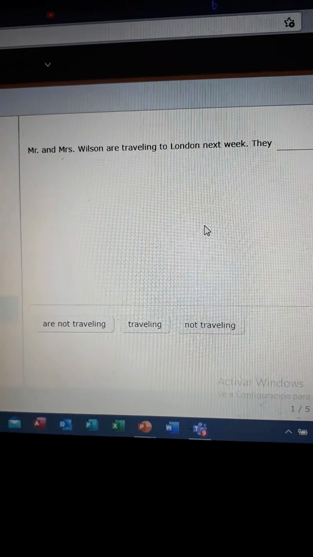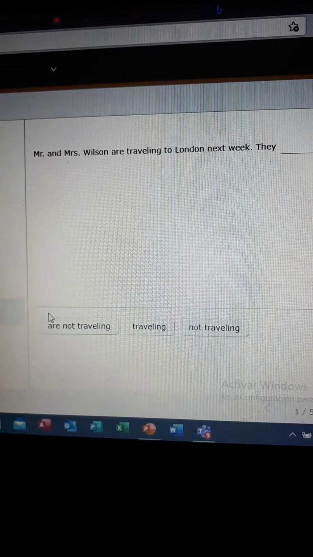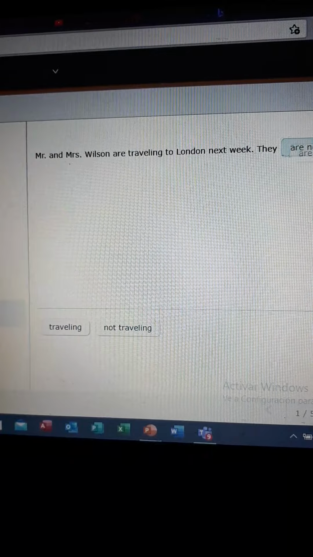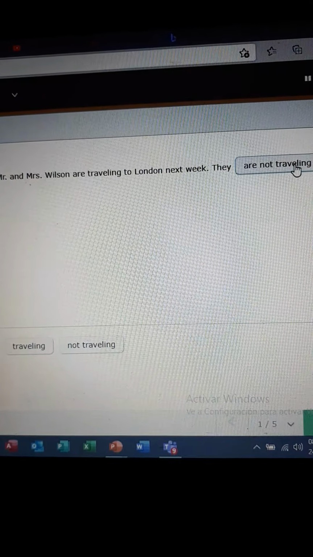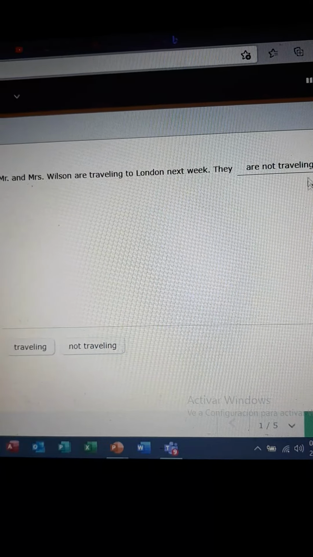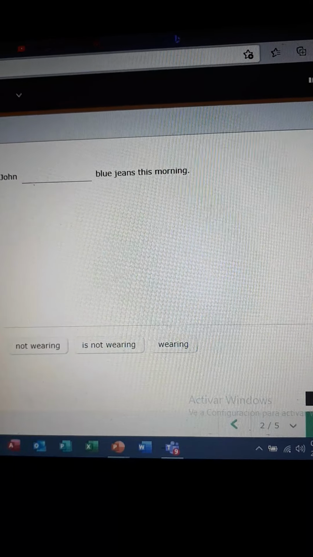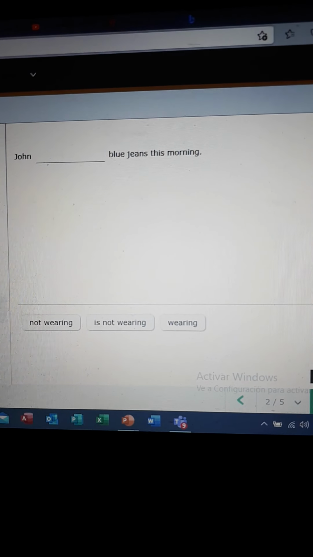The test you can check here, and we made just five exercises. It says, Mr. and Mrs. Wilson are traveling to London next week. So they are not traveling to Paris. They goes with are, and then negative form and then the ing. At the end we can see if we are correct or not.